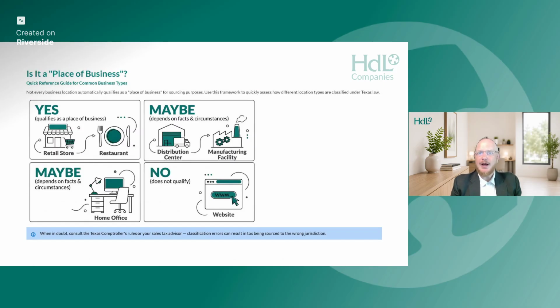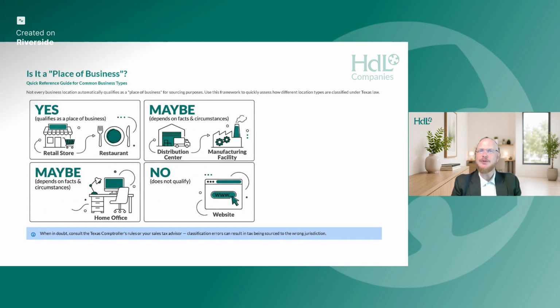Let's talk about some examples. So some of the obvious examples of a place of business are in this top left category, yes, here. We're talking about retail stores, restaurants, other places where you go and conduct a taxable transaction. The customer enters, they pay for an item, and they leave with an item. Those are absolutely qualifying places of business. Then let's jump to the bottom right-hand corner. Websites, like I mentioned earlier, virtual presence is not a qualifying place of business. So if that location only receives orders through a website, that's not going to qualify it in Texas. Those are the easy ones.